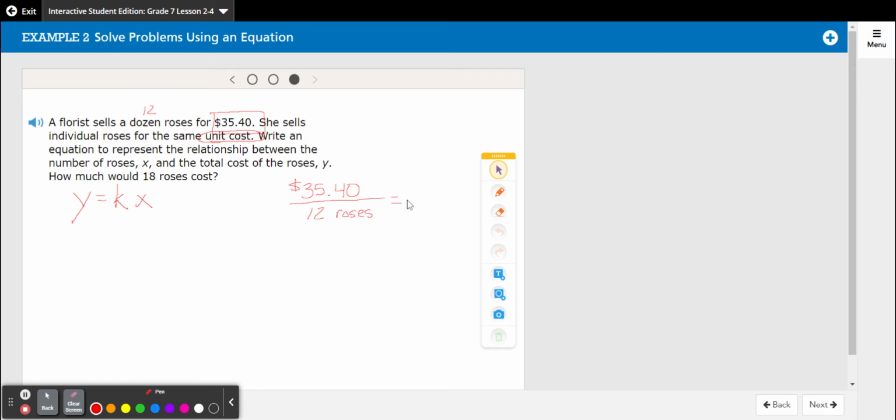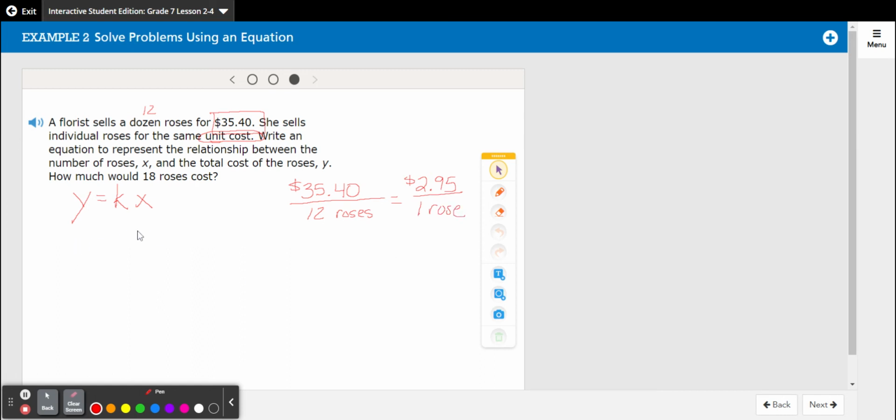So if I wanted the unit cost, what I'm looking to do here is I'm just dividing this. So $35.40 divided by 12 roses is $2.95 per one rose.